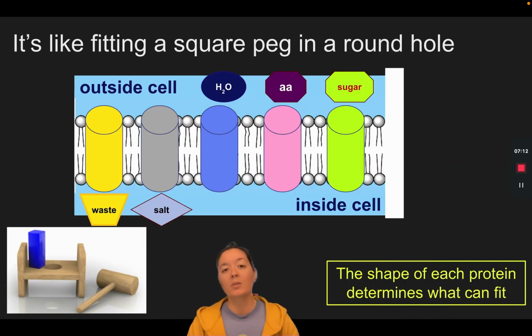And because these proteins are very specific, it's like that childhood game you may or may not have had where you had different shaped pegs and you had to fit them through the right shaped hole, otherwise it wouldn't go through. Just like our enzymes with substrates, each protein has a very specific thing that can pass through it. So only the amino acid channel can take in amino acids. It won't let water or sugar or waste through it. It's only for amino acids.